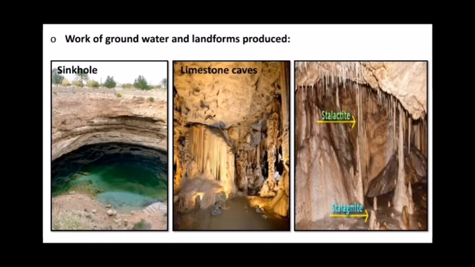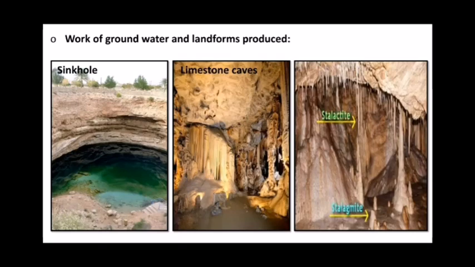So children, you all can see the first picture, that is a sinkhole. A sinkhole is formed due to erosion. You all can see a hole is being created. That is mainly because the rocks are being eroded and there is a space that is created there. Limestone caves, you all can see, this is also due to the groundwater erosion.